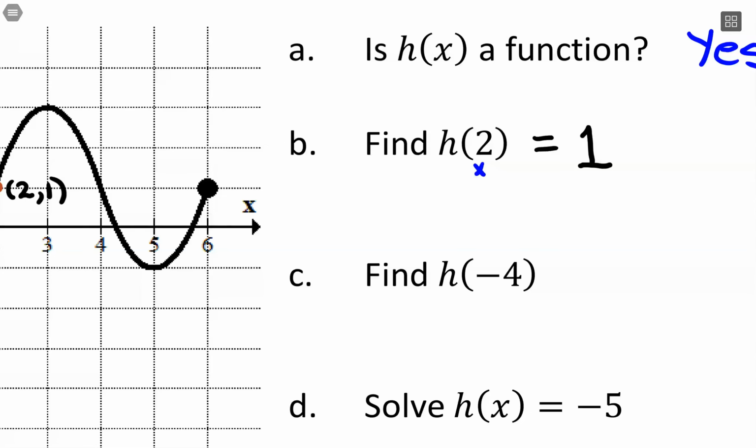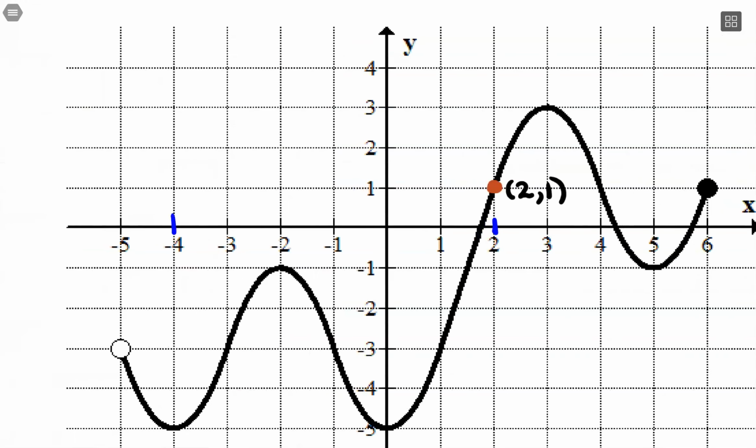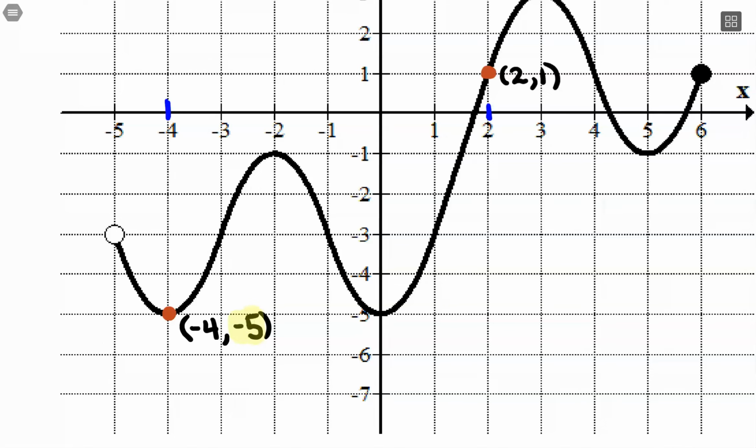H of negative 4: in terms of what that equals, I would go to x equals negative 4, and then find my output on the graph. I have this coordinate down here, which is x equals negative 4, and we would have an output of negative 5. So my answer there is going to be that output of negative 5, or my y value.